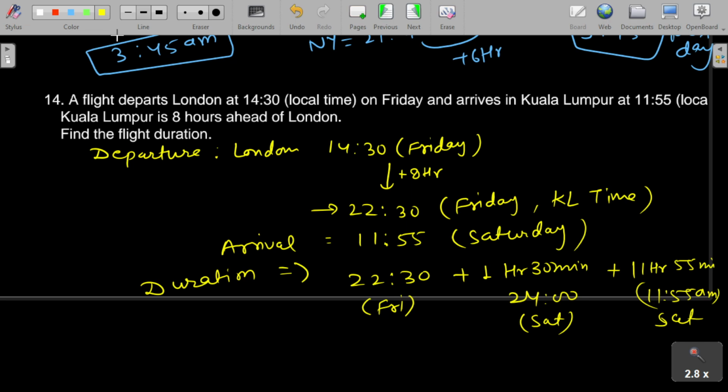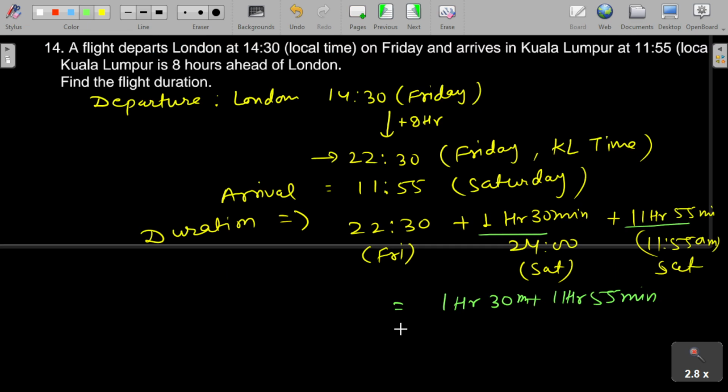So how much time we add? 1 hour 30 minutes, 11 hour 55 minutes. So the total time we add 1 hour 30 minutes plus 11 hour 55 minutes. This is minutes. So this is 13 hour 25 minutes. Okay, this is our flight duration. This is correct answer. 13 hour 25 minutes.